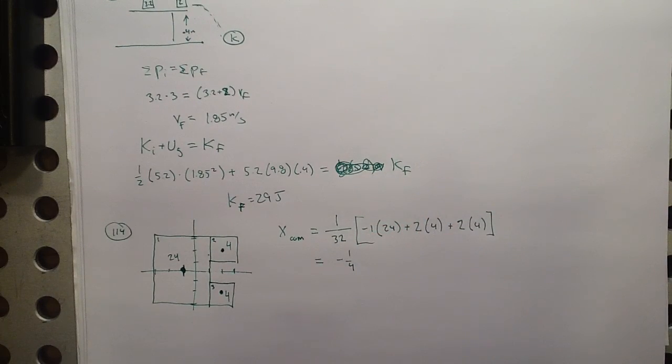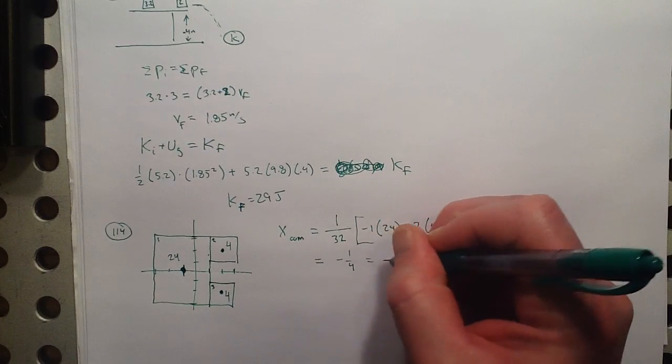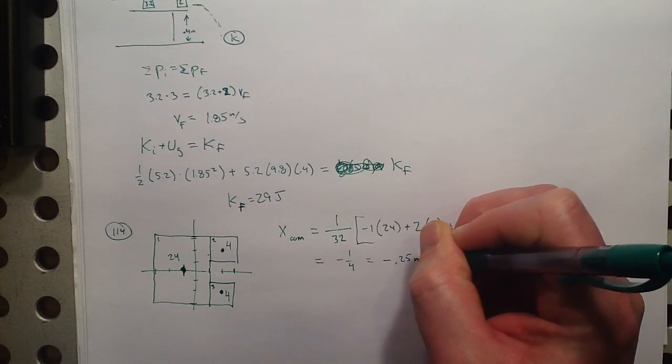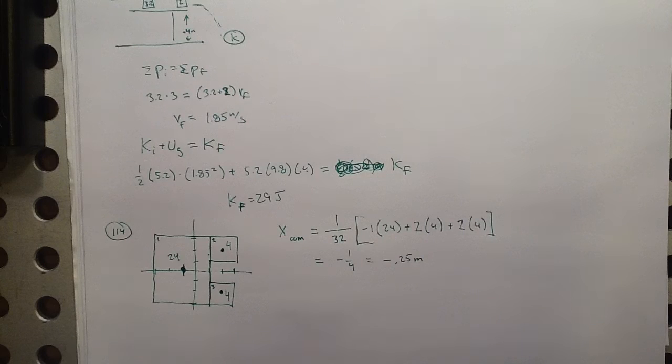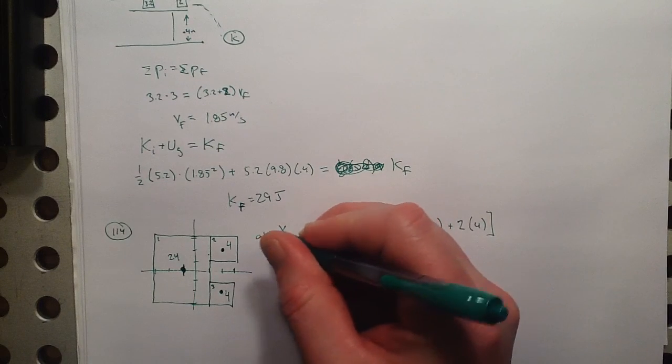And did they give us units here? Are these like meters? What's D? D is 1 meter. Right? 6D equals 6 meters, so D is 1 meter. So -0.25 meters. That is the x-coordinate of the center of mass, which is part A.